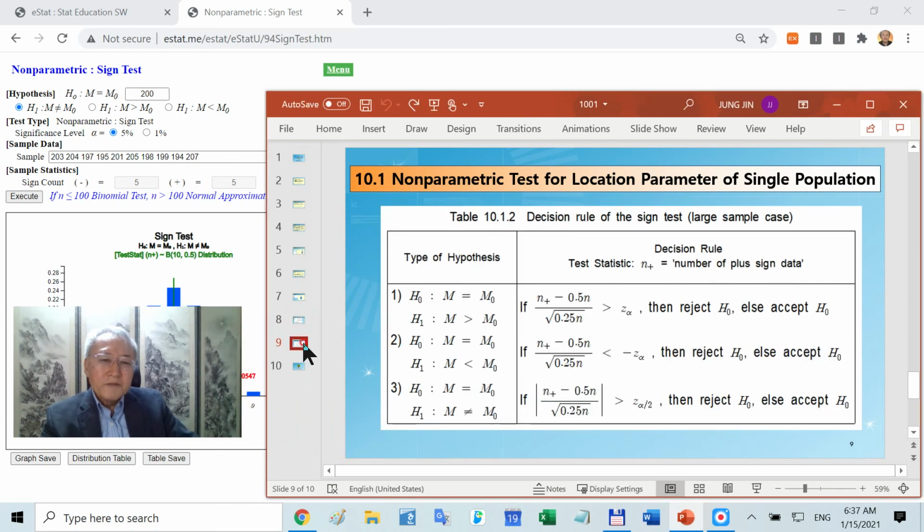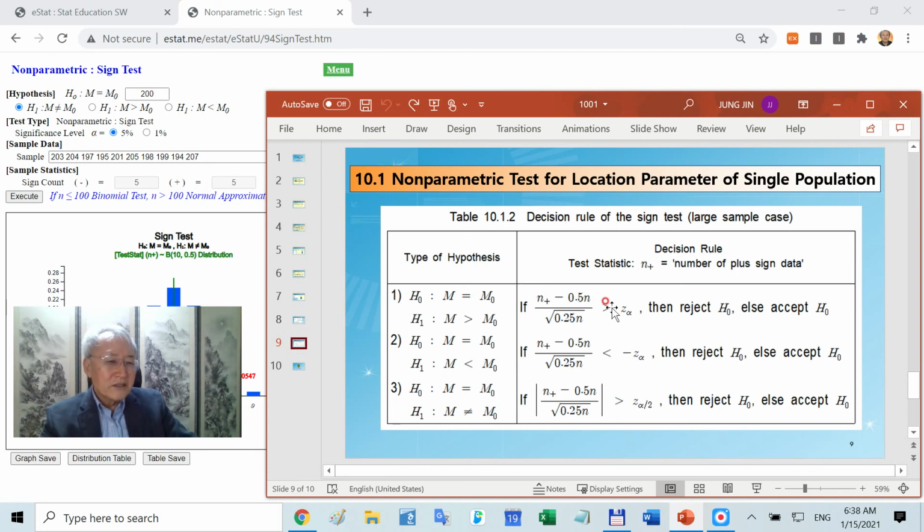Suppose you have many data, okay? And then, as you know, the binomial distribution can be approximated by the normal distribution. In that case, we are using this kind of normal approximation because n plus can be approximated by normal with mean np, that is 0.5n, and np times (1 minus p) is the variance. It looks like this.